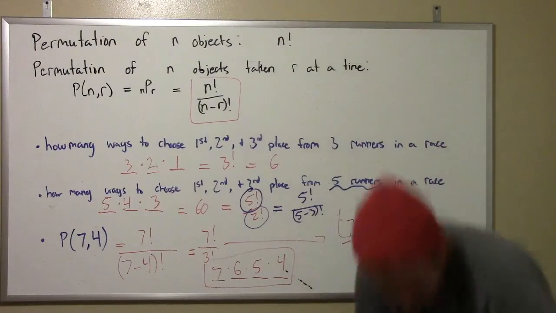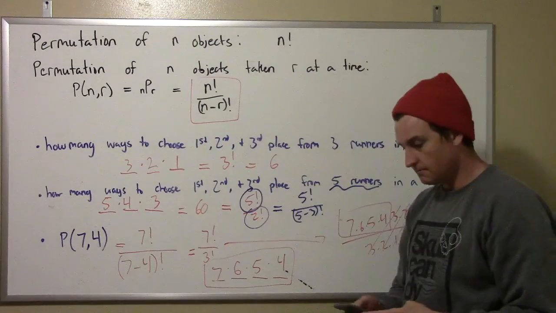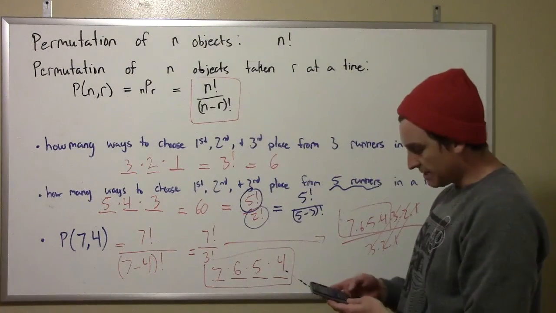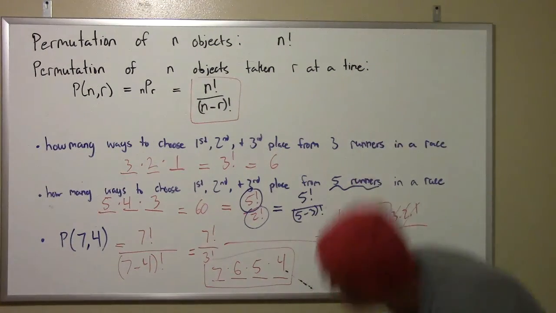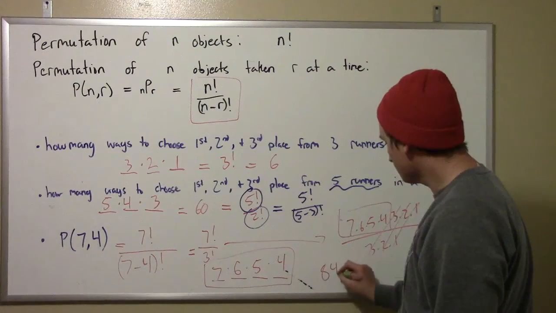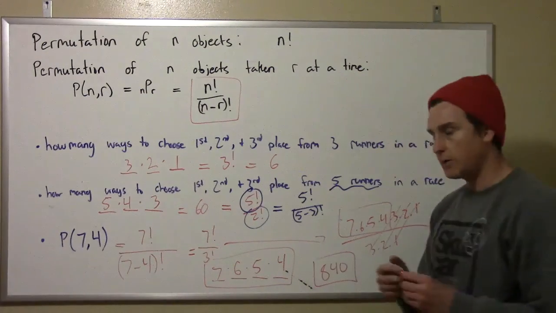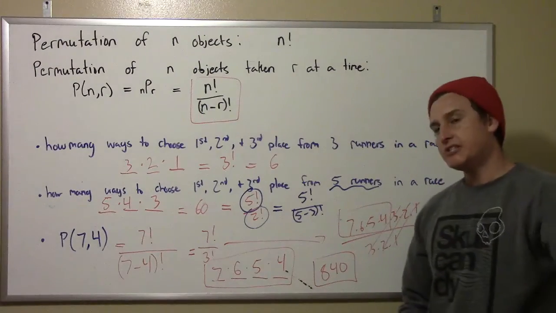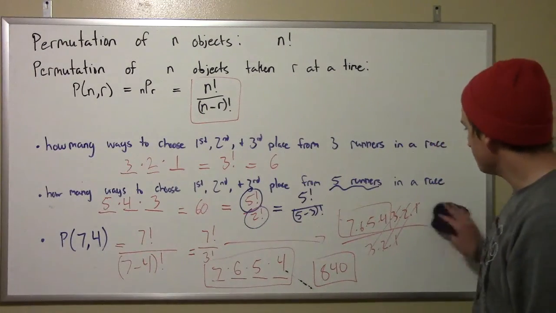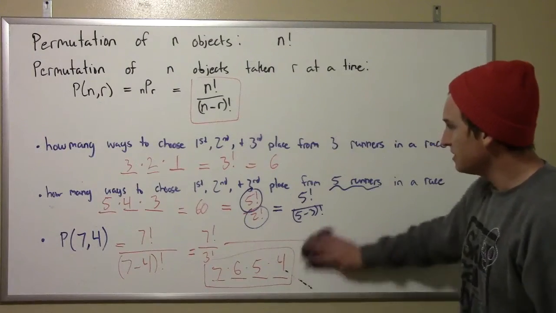So let's actually figure out what that is. Okay, so 7 times 6 times 5 times 4 is 840. So that would be the answer there. Okay. Let's do another one. Let's use a different notation, and then we might practice 1 or 2 more, because I know that can be a little bit tricky.